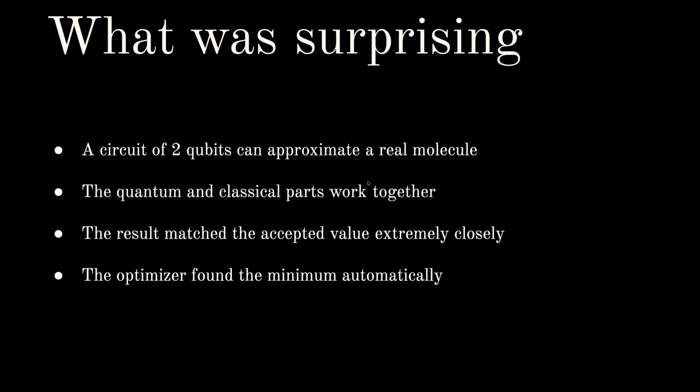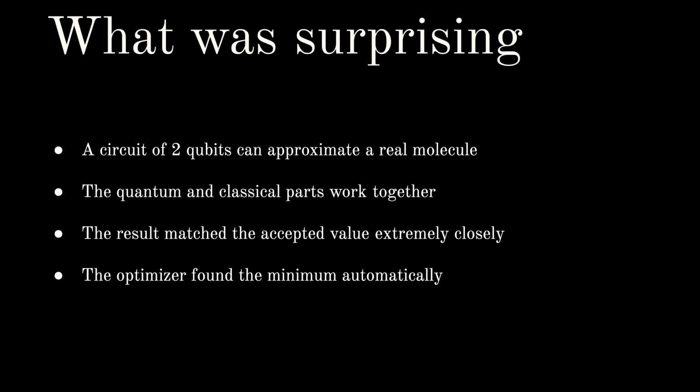So what was surprising was that a circuit of only 2 qubits can approximate a molecule. The quantum and classical parts were used together to simulate the molecule. The predicted value was extremely close to the known or accepted value.